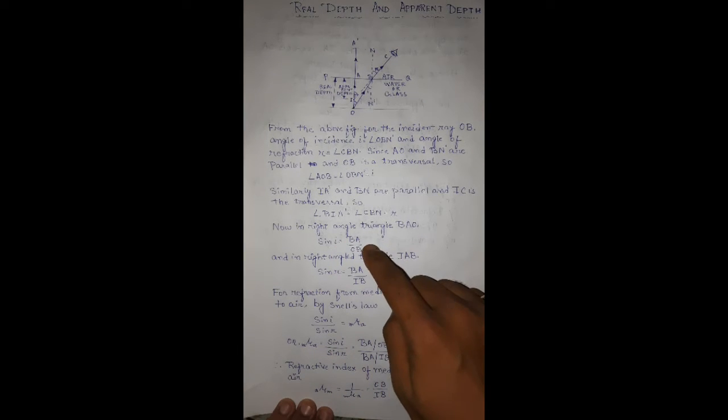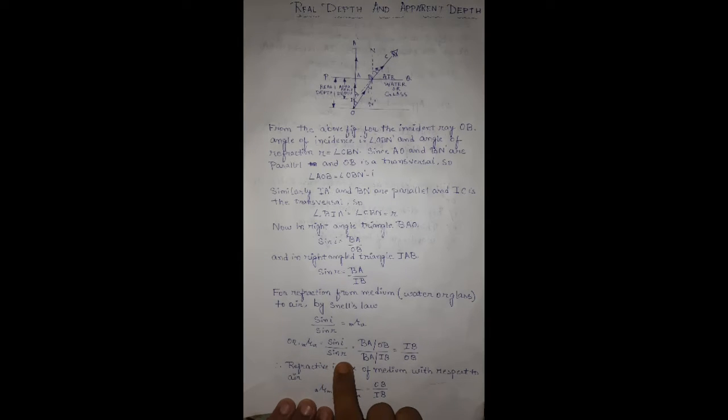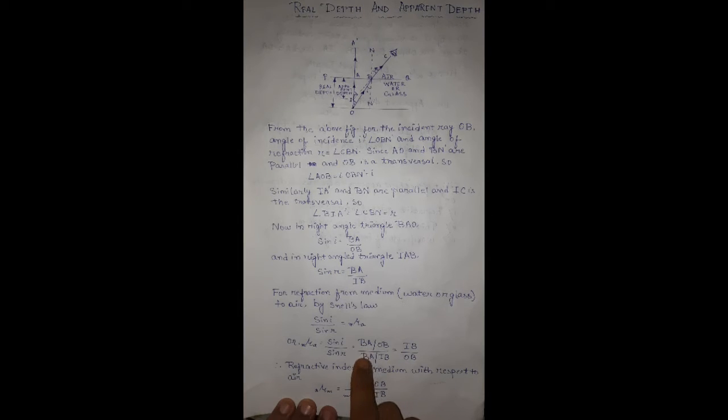And this is written as mu MA. What is the meaning of this MA? This means the refractive index of air with respect to medium, correct? So the refractive index of air with respect to medium is sin i by sin r. Now, we have considered sin i by sin r as BA by OB, and sin r is equal to BA by IB. So BA gets cancelled and it will come as IB by OB. Clear? I think it is clear.